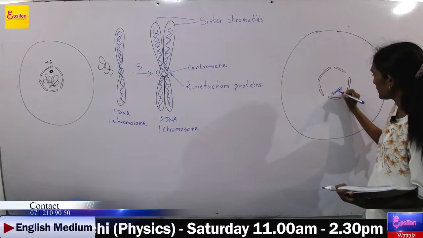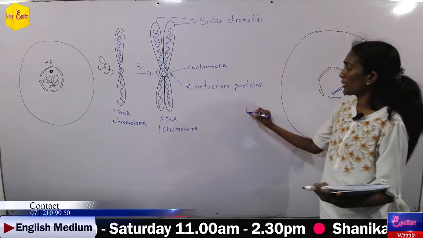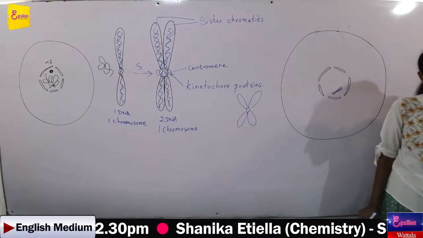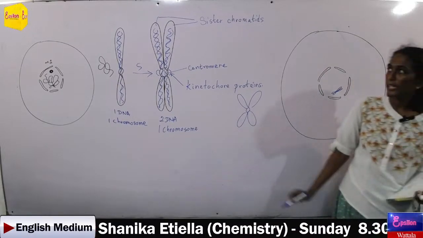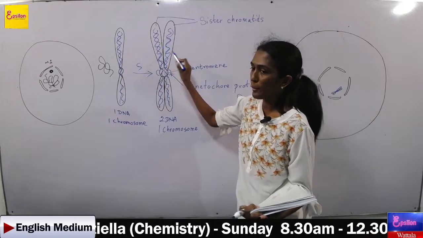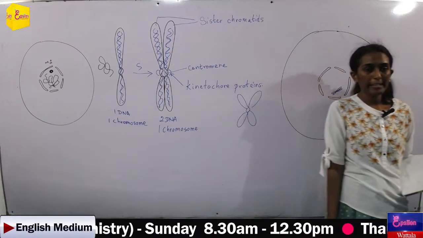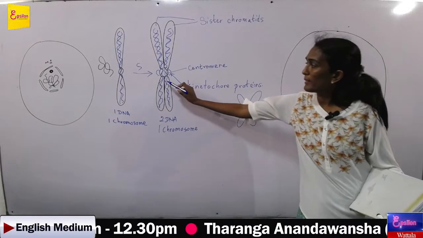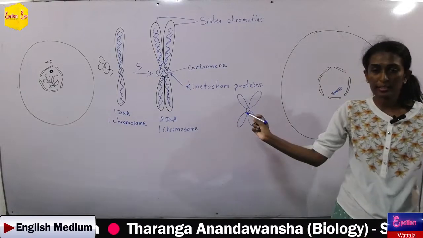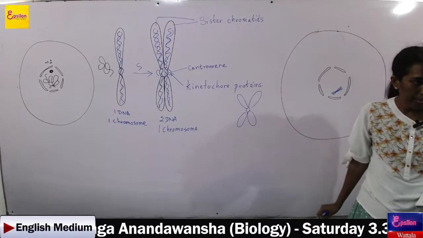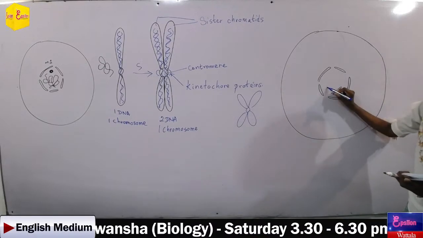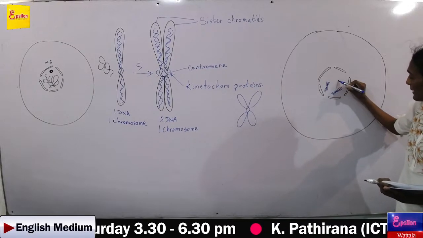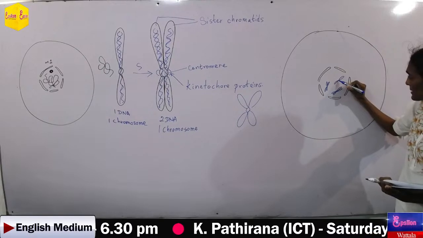I told you not to draw them like butterflies, no? Some are drawing like this. It's totally wrong. Why is that? These chromosomal arms are bound by a protein. What is the name of the protein? Cohesin protein. They bind these chromosomal arms so that they are not separated. They are closer, right? Alright. So I'll be drawing a few chromosomes over here. They are randomly found in the nucleus.